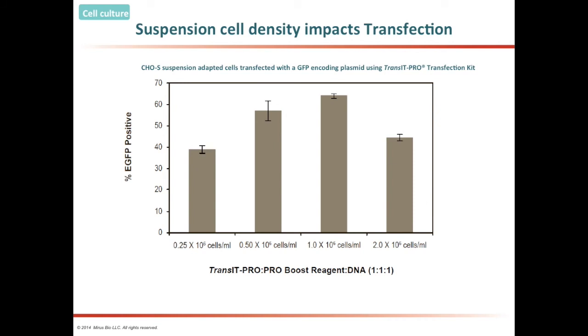So cell culture conditions, the rate of cell division, and the nutrients available in the cell growth medium are all factors that impact protein output.